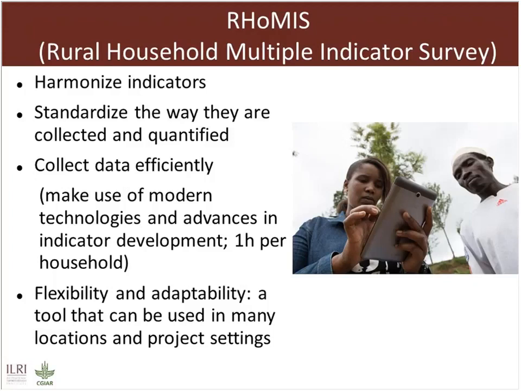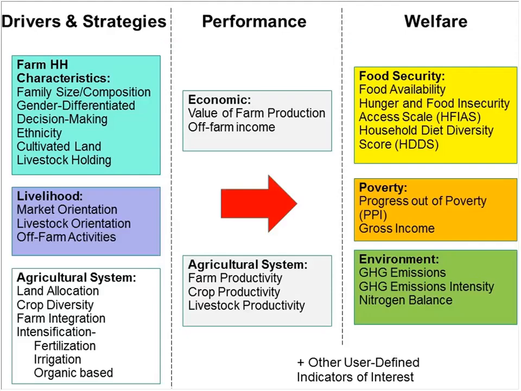And while we harmonize and standardize, we also want to keep flexibility and adaptability, so a tool that can be used in many locations and in many project settings. So what we did is try to follow a very structured approach in terms of which type of information we collect and which type of indicators we want to quantify. So per livelihood, we want to have information about drivers and strategies, about their performance, and about their welfare.